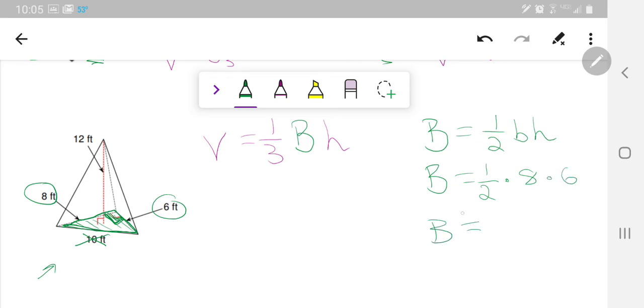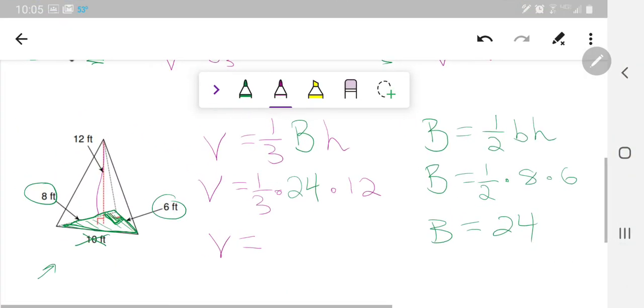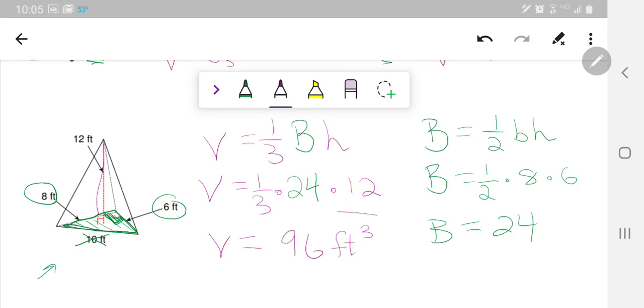Now, when we calculate, 1/2 of 8 is 4. 4 times 6 is 24. So now we know that 24 is going to go in for big B. Now we can fill in the rest. 1/3 of 24, and the height here is 12. So when we multiply, 24 times 12 equals 288, divided by 3 gives us 96. So 96 feet cubed is our final answer.